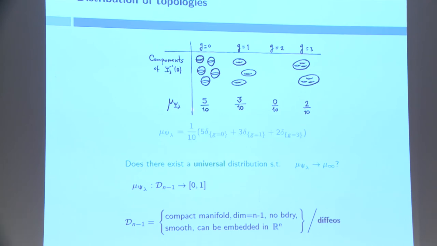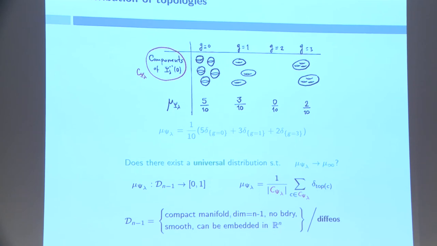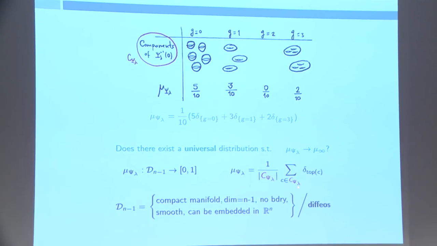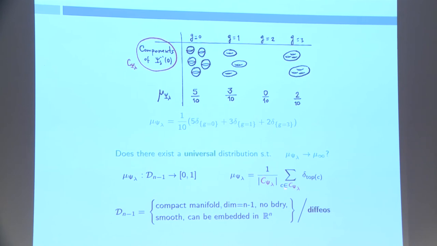In this example, I have 1 over 10, 10 being the total number of components, and then I put a delta mass every time a diffeomorphism type is hit. That's how the measure looks in this example. So I have 5 times the delta mass of genus 0, 3 times the delta mass of genus 1, and so on. And that's in general how you construct the measure. If I call C sub lambda the collection of all the components in my zero set, then the measure looks like 1 over the total number of components, times a sum of delta masses, where I add a delta mass every time that diffeomorphism type is hit by a component in my zero set.